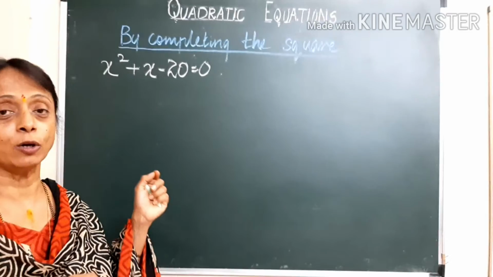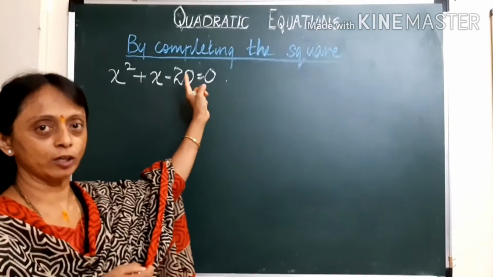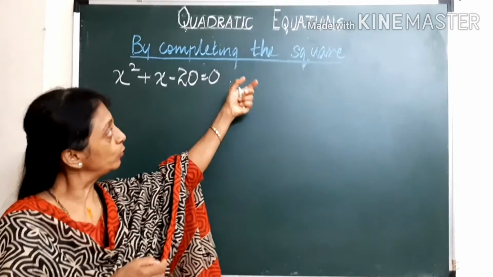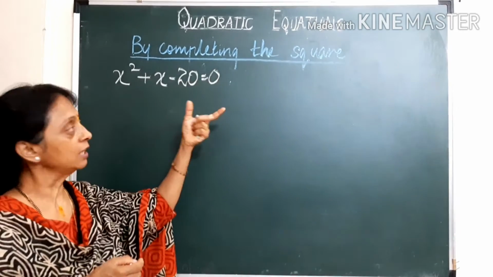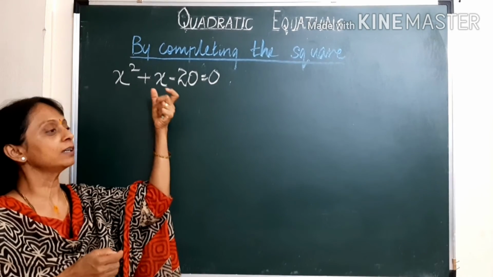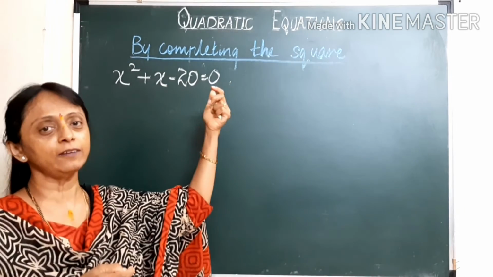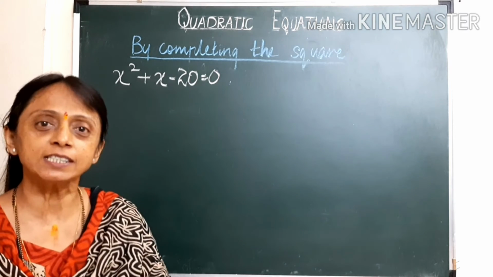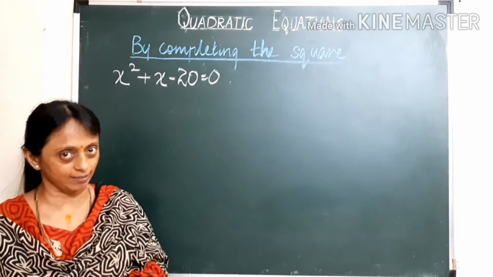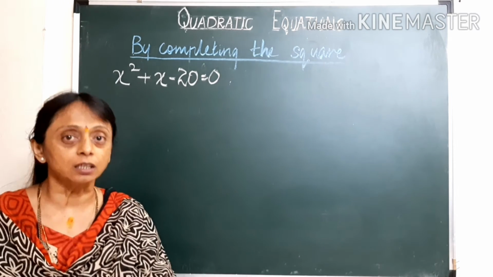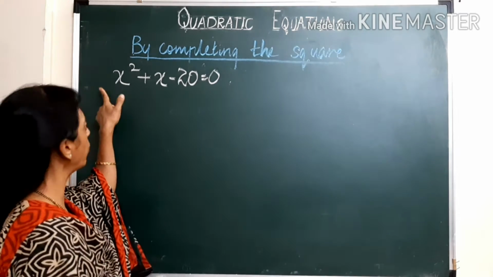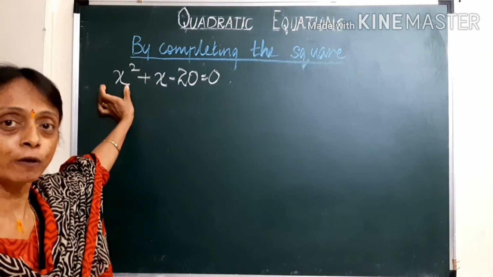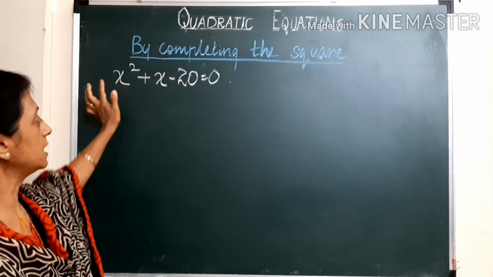Let's find out how to get the roots of a quadratic equation by using which method? By completing the square. Now if you look at the board, I have written a problem: x square plus x minus 20 is equal to 0. The first thing, children, that you have to take care of is that in this method, the coefficient of the square term should be equal to 1. So over here you can see what is the coefficient of the square term? It is equal to 1.